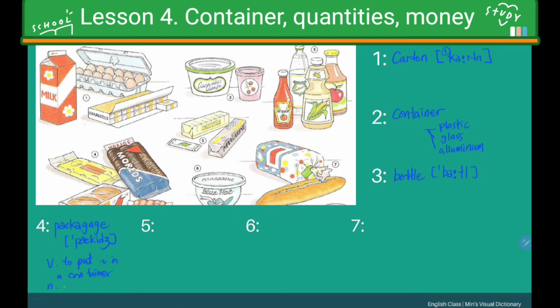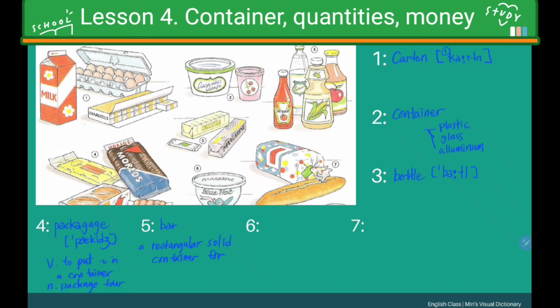Alright. Number 5, we have rectangular shape container, that is bar. And it's a rectangular solid container for gum, butter, and margarine.